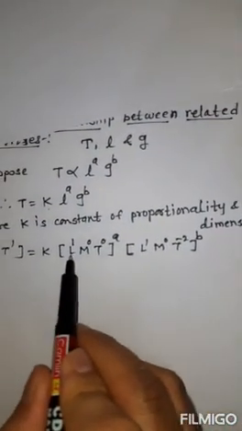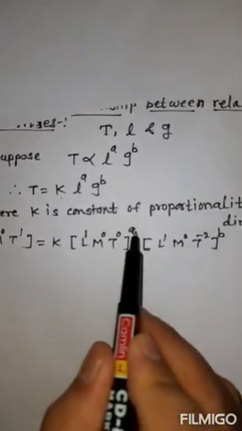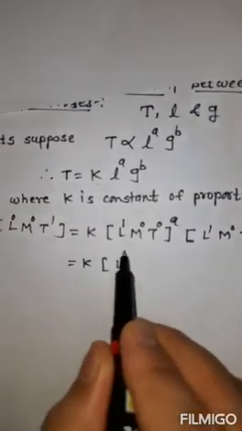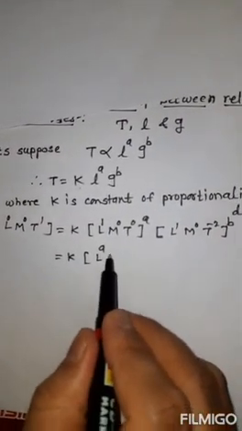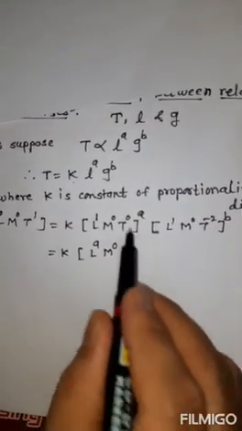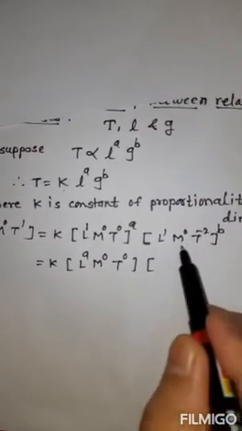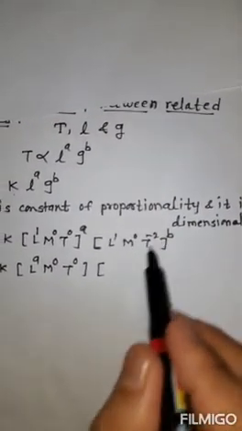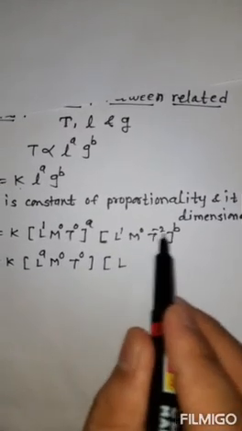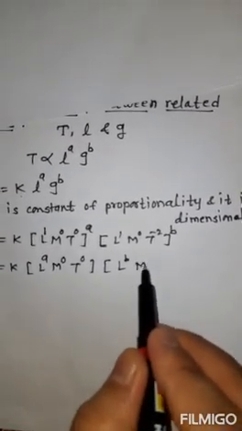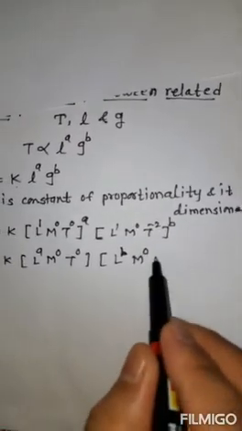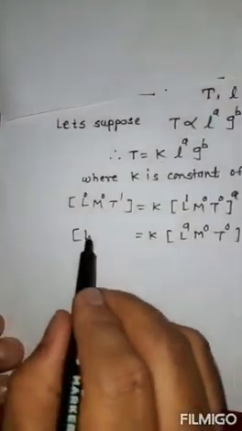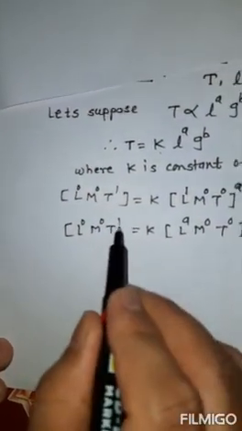Now see here the index of index, L raised to 1 raised to a. So use the law of indices, that is k into L raised to a, M raised to 0, T raised to 0. Another one, the second one, the same, L raised to 1 raised to b, index of index, so there is a multiplication of indices. So L^b, M^0, T^-2b. So what we can say? L^0 M^0 T^1.